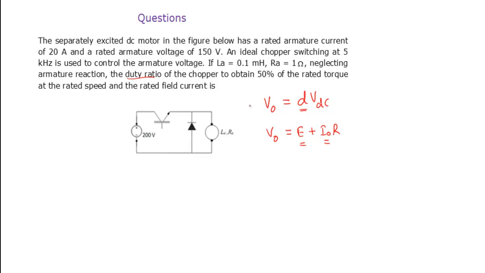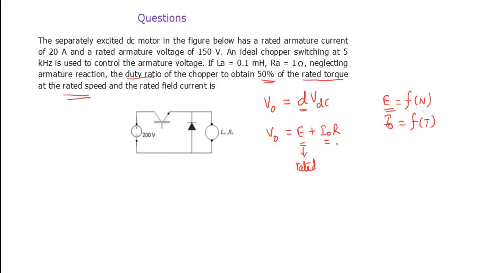Okay, to calculate that, first we need to look at what conditions are asked, because you know that back EMF is a function of speed, and I naught is a function of torque. So back EMF is a function of speed, which means what is the required speed now here? It is rated speed. So that means this back EMF is the rated back EMF. Then I naught is a function of torque. So now here it is rated torque. How much? 50% of the rated torque.